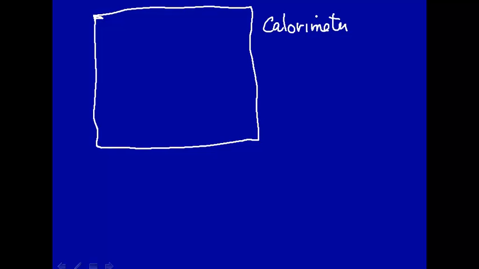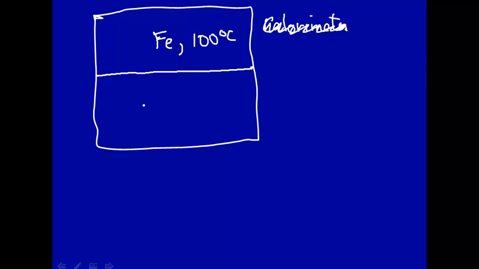Oh, a picture's worth 1,000 words. So here we're going to draw our universe. Our universe is the calorimeter. So if we go back here, ignore that. That's for the next example. All right, so let's look at it this way. Here's the iron up here, and it is at 100 degrees C. Down here is water, and it is at, what would we say, 22 degrees.